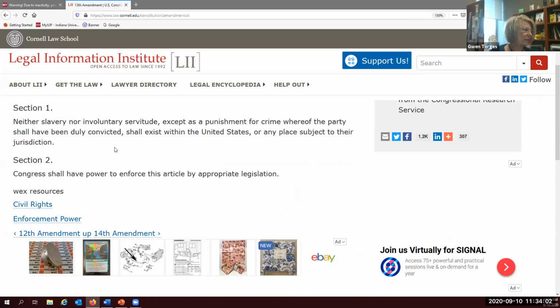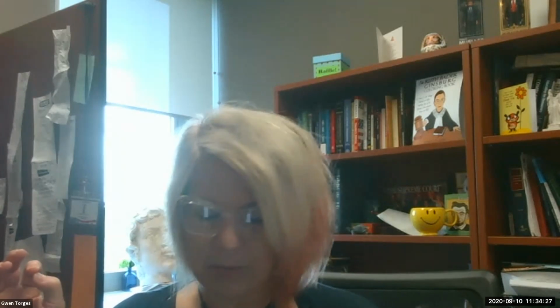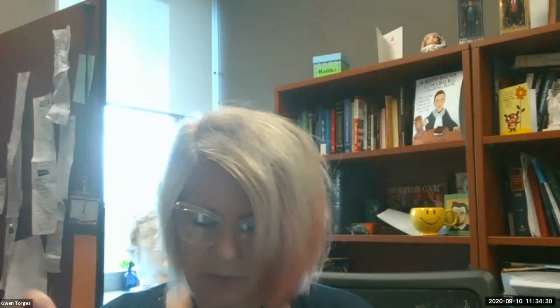So the 13th Amendment, ratified in 1865, says, "Neither slavery nor involuntary servitude, except as punishment for a crime whereof the party shall have been duly convicted, shall exist within the United States or any place subject to their jurisdiction." And then it said Congress shall have the power to enforce this article by appropriate legislation. After the 13th Amendment was passed, there's a pretty big problem with it. There's this huge loophole that says, "except for punishment of a crime."